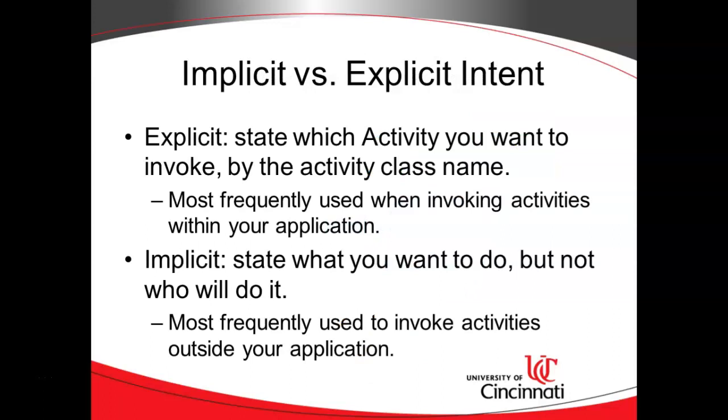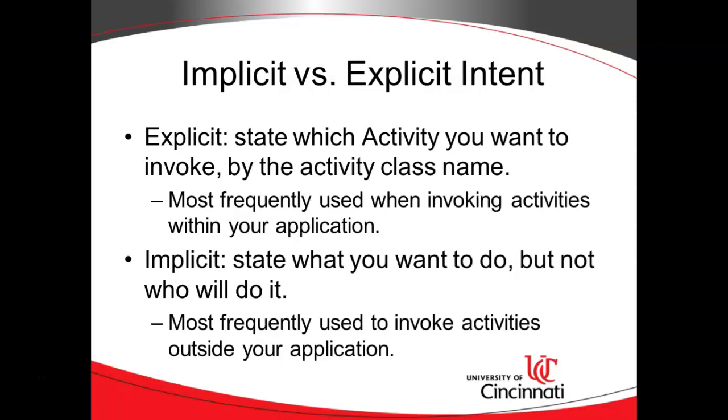So, a concept we want to think a little bit about, we'll get into this much more later in the course, but just want to introduce it right now. There's a concept of an implicit and an explicit intent in Android. With an explicit intent, we're saying exactly what we want the intent to do. We want the intent to start this activity with this specific name. With an implicit intent, we just say what we want to do, and we allow the Android operating system to decide how to do this.